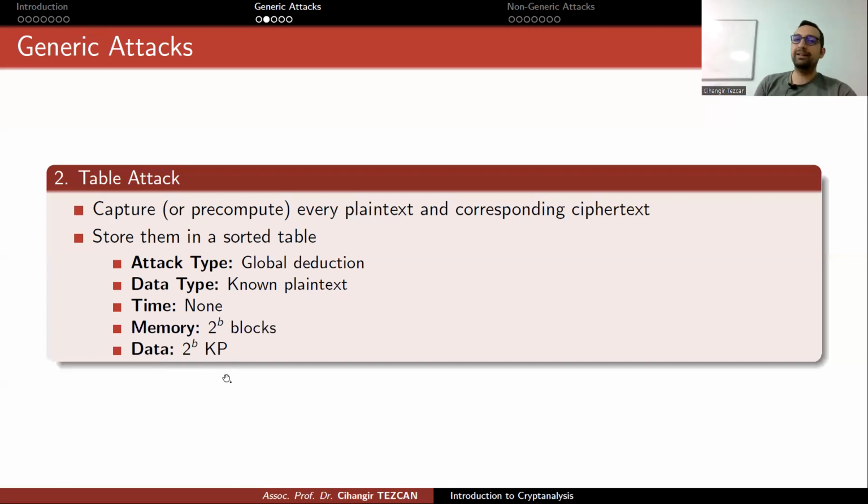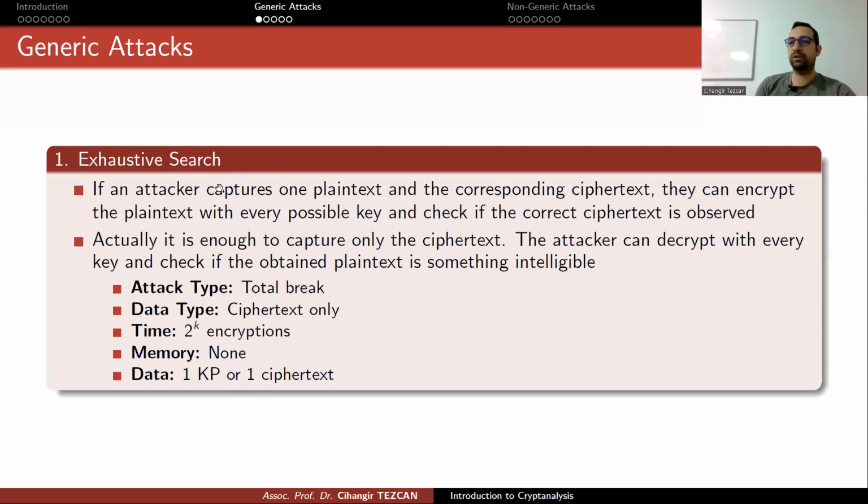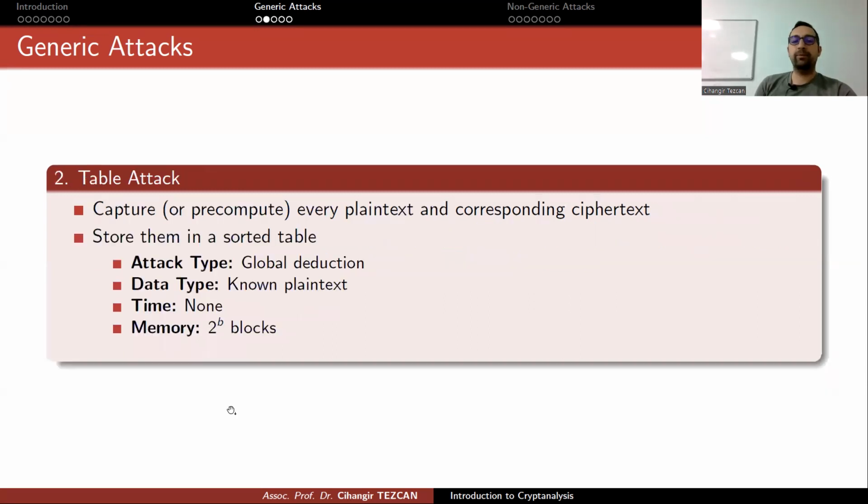So now, this makes something obvious, right? In the previous slide, I had the exhaustive key search attack, which requires trial of every possible key with negligible memory and data. In this attack, I need negligible time because I'm simply making a table lookup here, but I need huge amounts of memory and huge amounts of data. So the question is, can I meet in the middle of these two techniques, right?